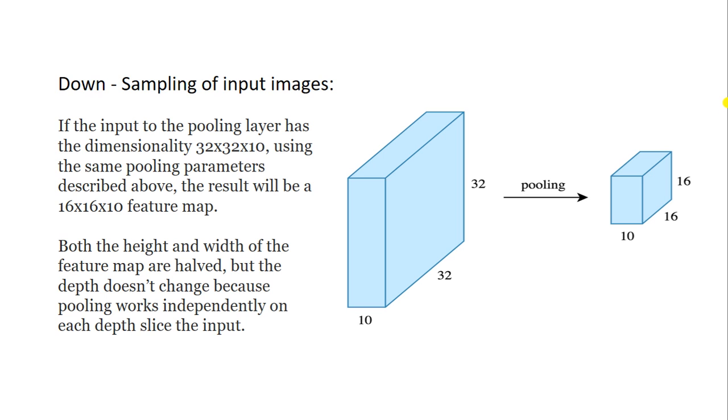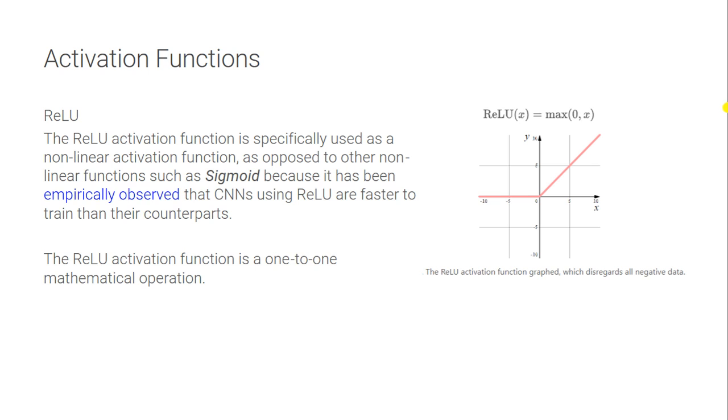Downsampling reduces the image pixels and dimensions, height and breadth, to get the final parameters required overall. Activation functions: in this convolutional neural network, I have used the ReLU activation function and softmax. ReLU is a piecewise linear function. Its output will be the input directly if it is positive, or else it will be zero. So it is a one-to-one mathematical operation.